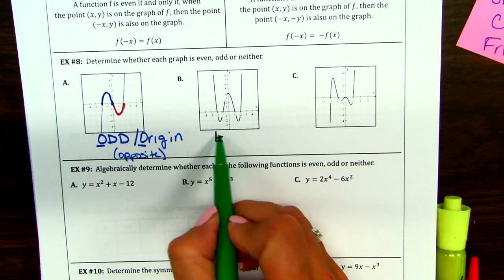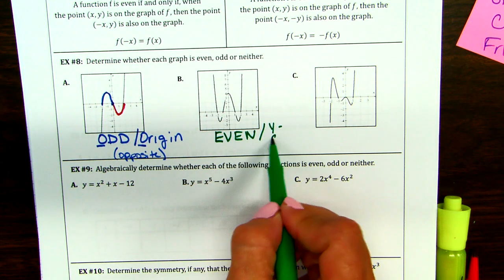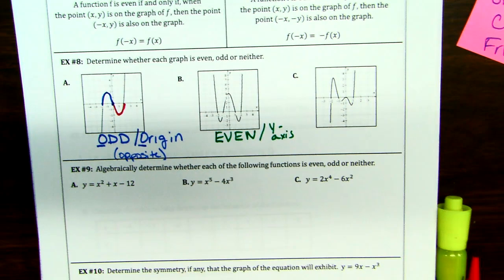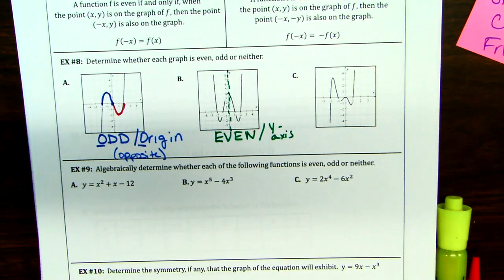Even is also called y-axis symmetry, and it's pretty simple. Your y-axis splits the graph into 2 equal parts. It has to be the y-axis, not the x-axis, nothing else. If I folded that graph on the y-axis, all the points on the left would touch the points on the right, okay? So that one's pretty easy to tell.